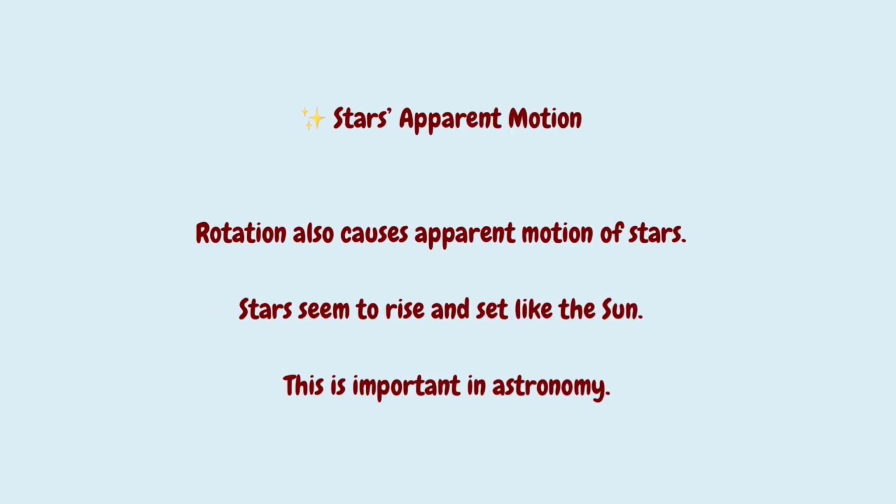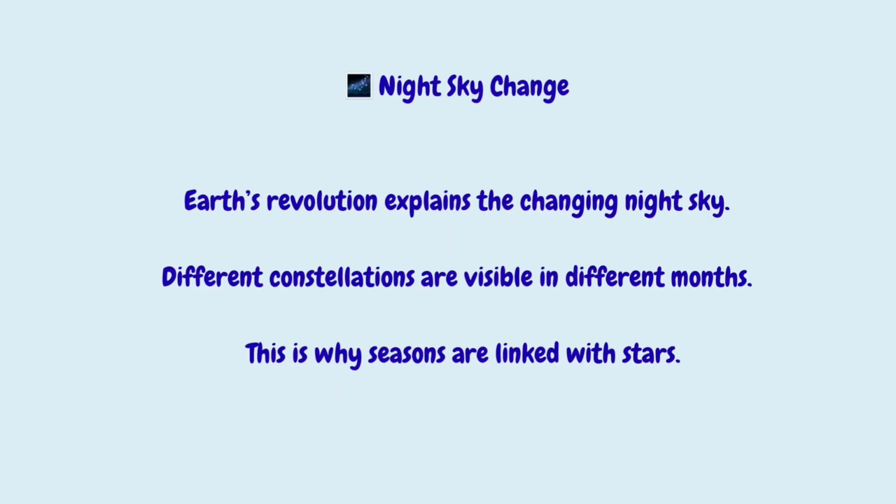So now, the apparent motion of stars. What is this? Rotation also causes apparent motion of stars. Stars seem to rise and set like the sun. This is important in astronomy. Now what is a night sky change and how does this happen?